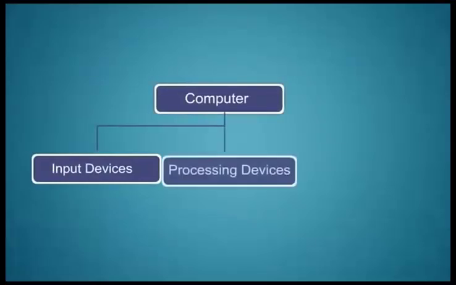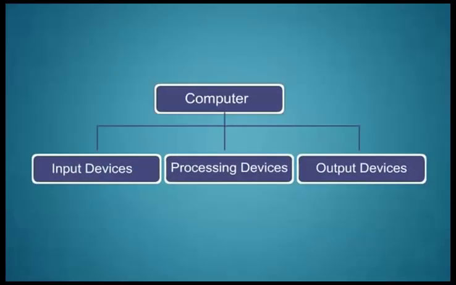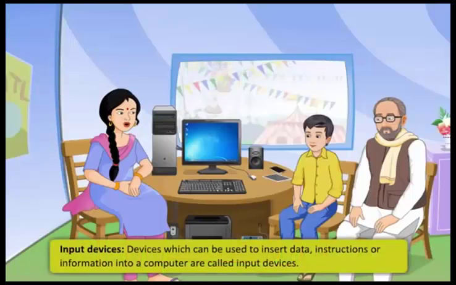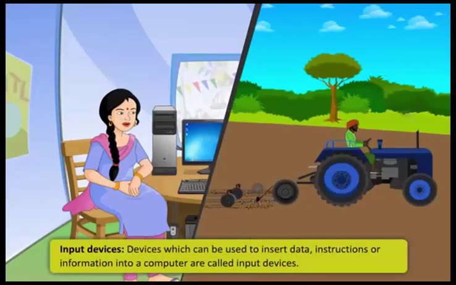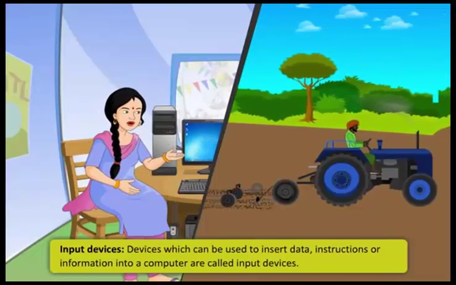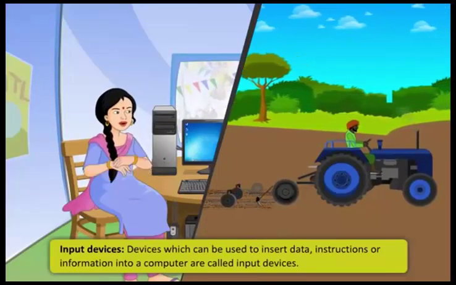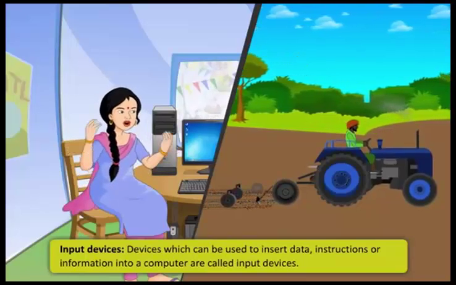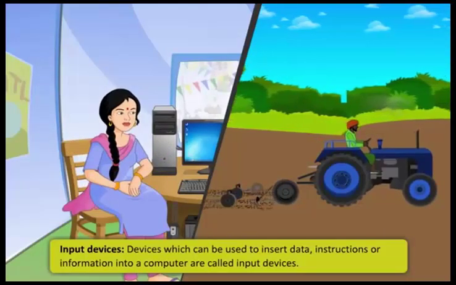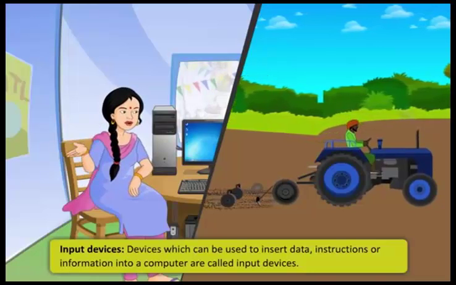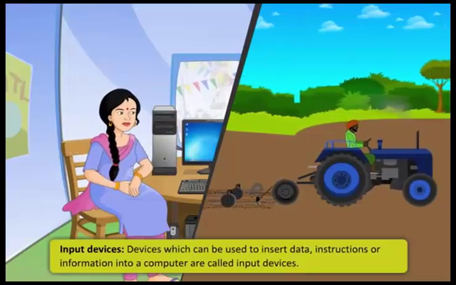Computers consist of three different components: input devices, processing devices, and output devices. Input devices. Just like a tractor needs diesel or petrol to run on, similarly, a computer needs devices to insert data, instructions, or information so that it can perform tasks.